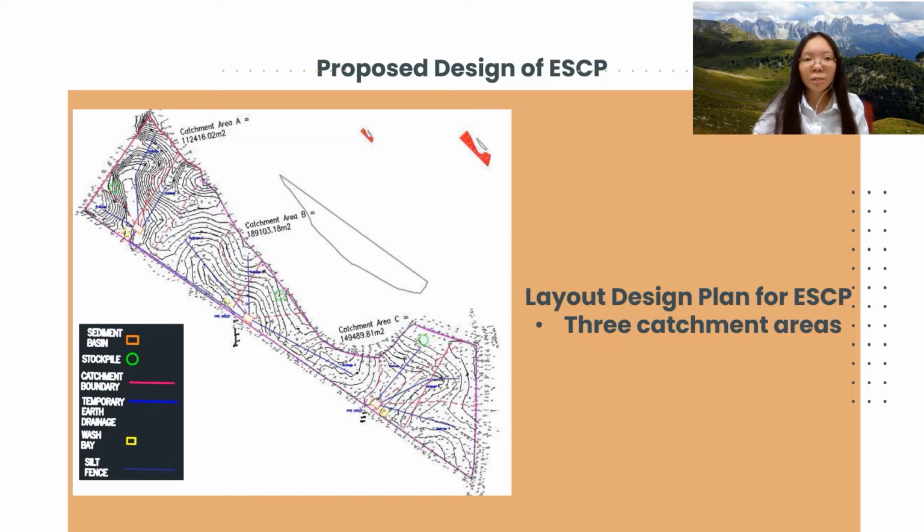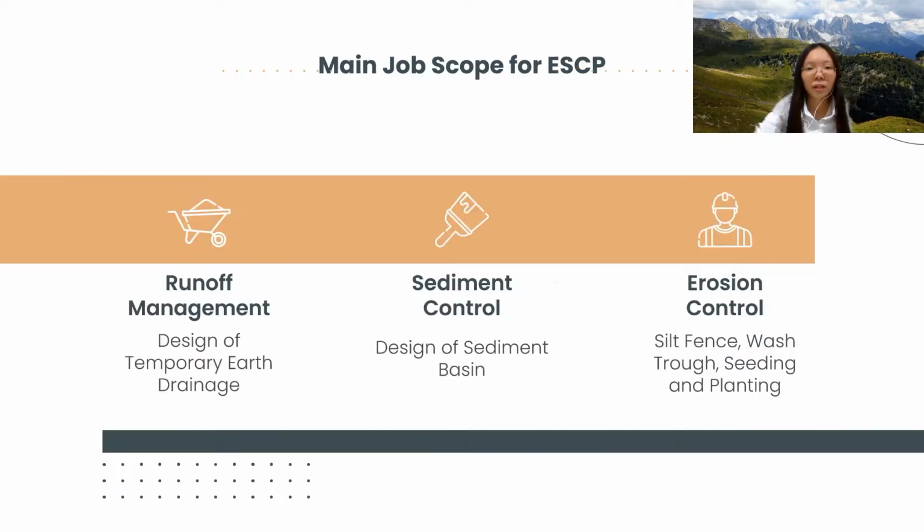This figure shows the final layout design of ESCP in the project area. The whole project area is distributed into 3 catchment areas which are upper, middle and bottom part. The areas for these 3 catchment areas are as labeled. In this figure also, we can see the location of sediment basin, stockpile, temporary earth drainage, wash bay and silt fence. For the ESCP department, their main job scope includes runoff management, sediment and erosion control.